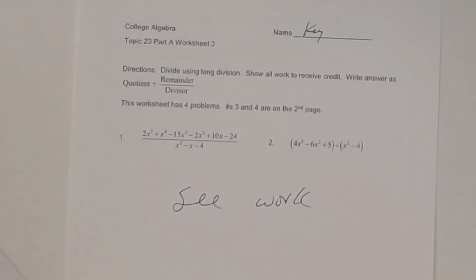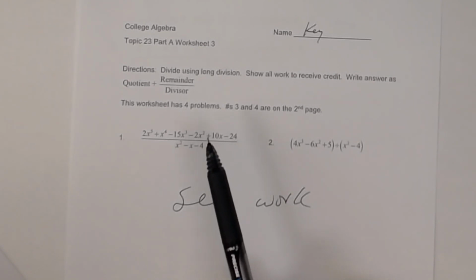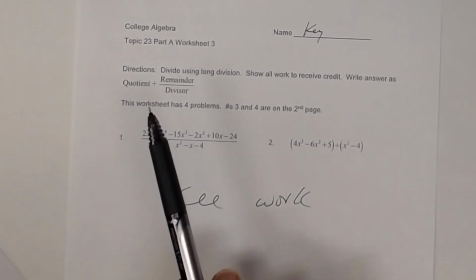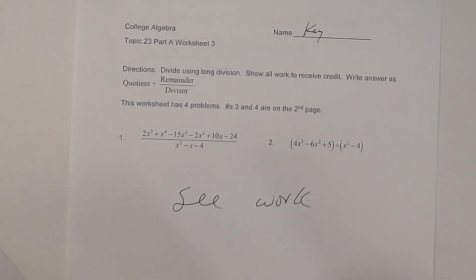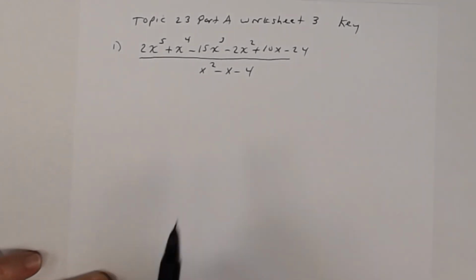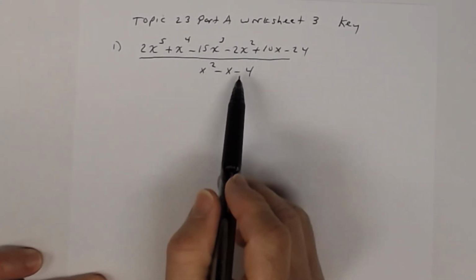This is a key to topic 23, part A, worksheet 3. And on this worksheet, you are asked to divide these polynomials using long division, and you want to write it as a quotient plus the remainder divided by the divisor. So let's look at number one. We have this polynomial divided by this polynomial.